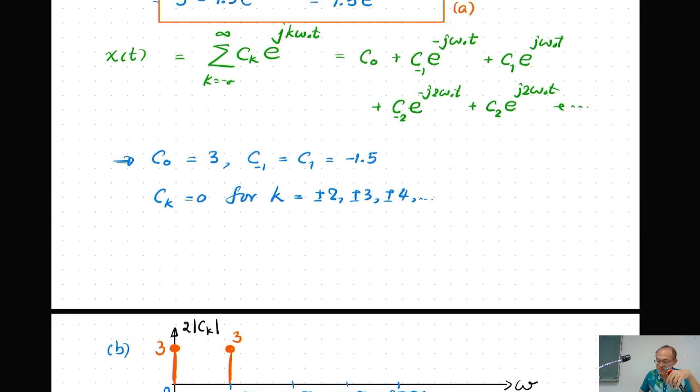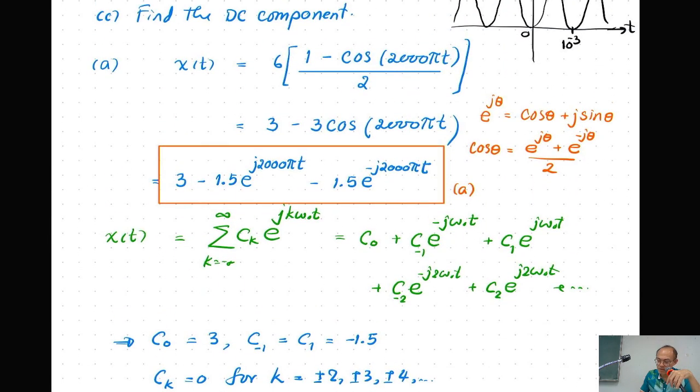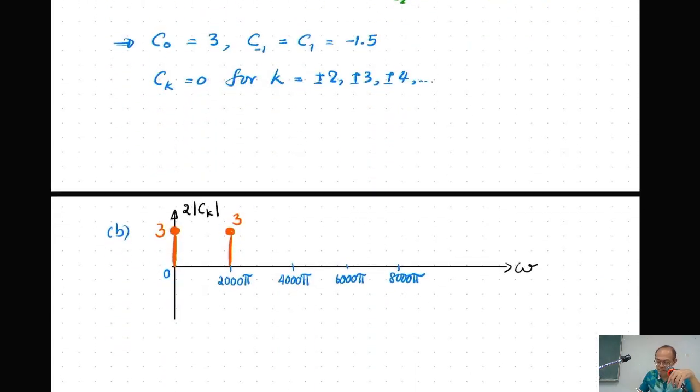And for the rest, we don't have other C's. We have only these two terms. This is C0, this is C1, and the rest is 0. So I'm just going to mark it down as 0, and so on. And this graph indicates that this signal only has 2 frequencies. The first frequency is at 0, and the second frequency is at 2000 pi radians per second.